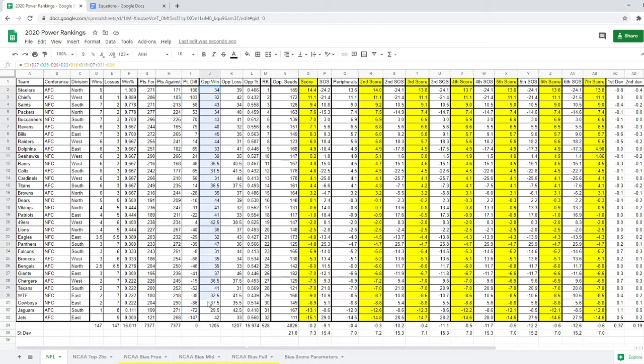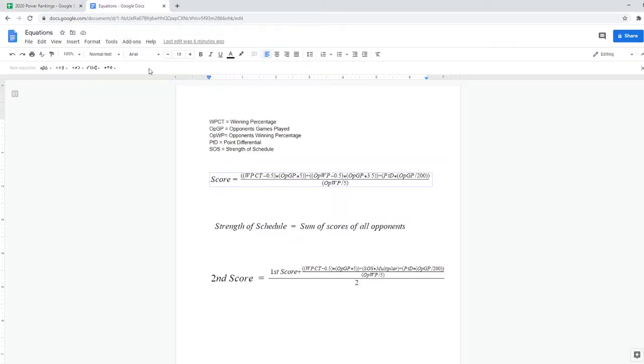So opponents' wins and opponents' losses create opponents' winning percentage. Now, I will get back later into exactly how I came up with opponents' wins and opponents' losses, but just know that if you take the amount of games your opponents play against not you, so every other game they play, that's basically your opponents' games played.